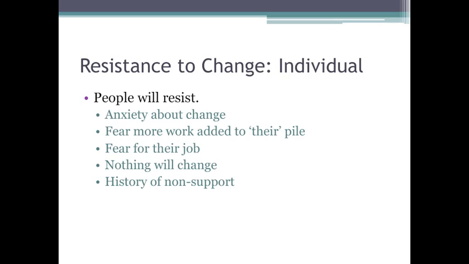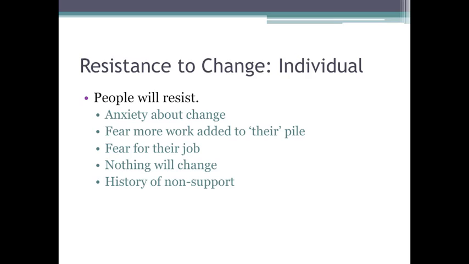Like I said, people will resist. So, why? Well, whenever there's change, there's uncertainty. Personal uncertainty. People start to fear. People start to fear for their jobs. After all, change may mean that people lose their jobs.